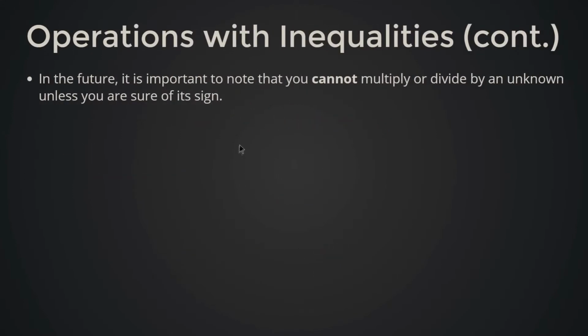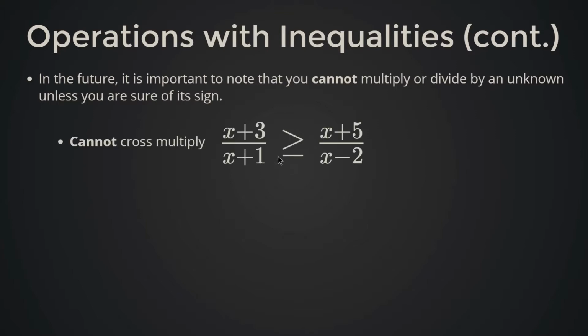You should know that those are not the only scenarios where you would flip the inequality sign. In the future, when you start studying rational inequalities, it is important to know that you cannot multiply by a variable term unless you know it's always positive or always negative. To illustrate this, let's bring out this rational inequality right here. Your first instinct might tell you to cross multiply, but you actually can't. This is because you do not know whether you need to flip the sign or not.